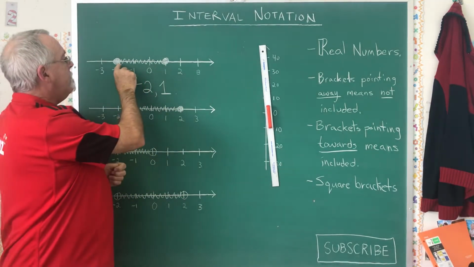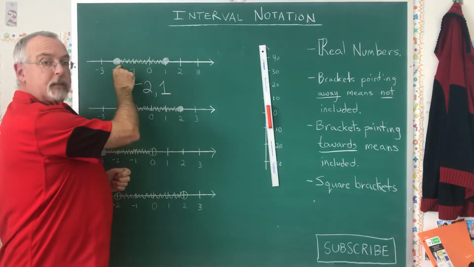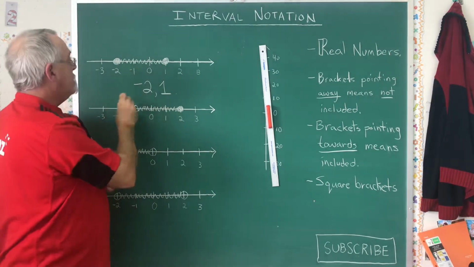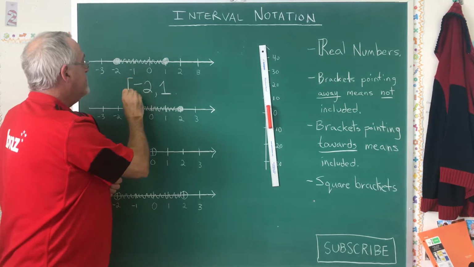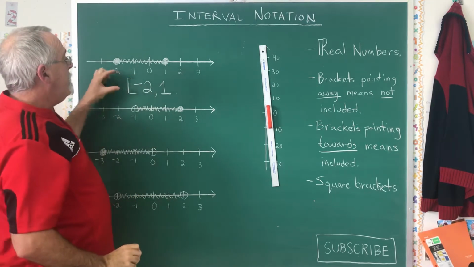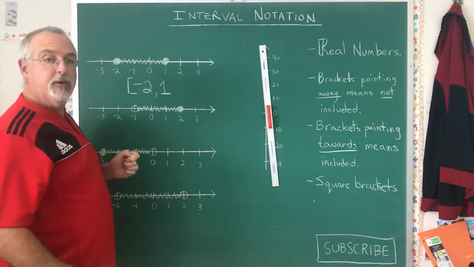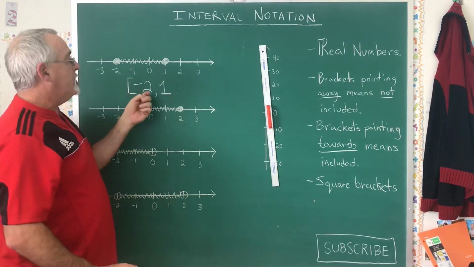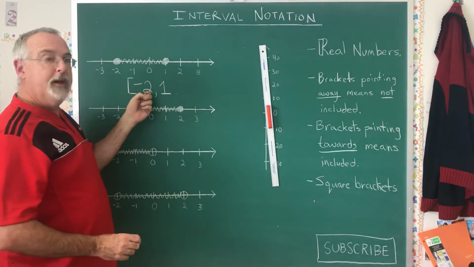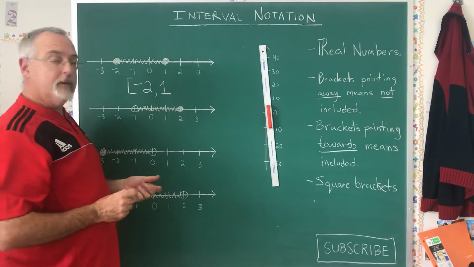When we, on a number line, show a solid circle, it means that number is included in our answer. So I put a square bracket with the part at the top and the bottom pointing towards -2. That's the way we show that -2 is part of our answer. And that's why it's useful to use square brackets for this.